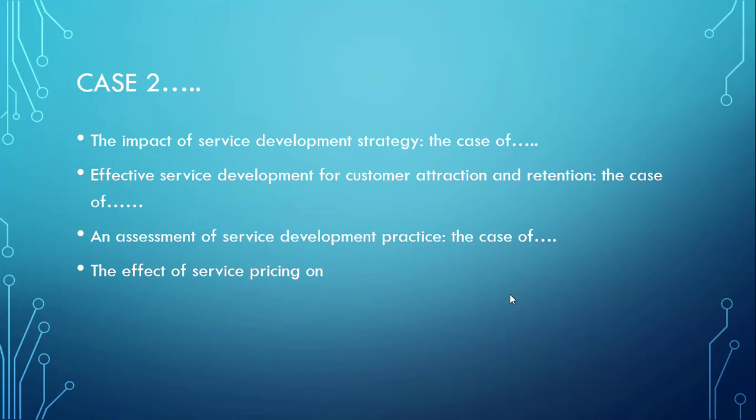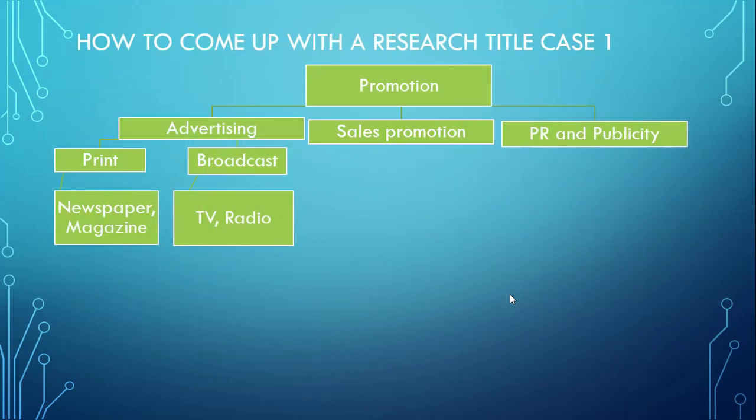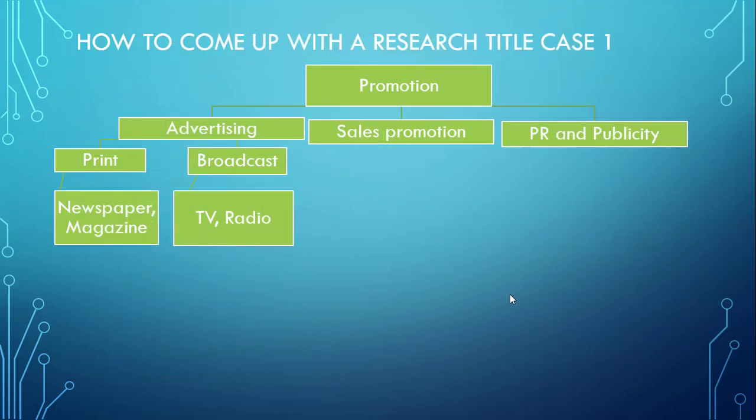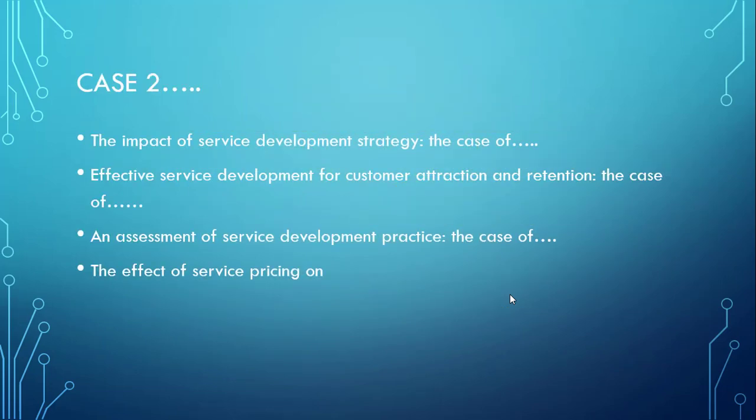Let's take a little time in this. Think about the first title, the impact of service development strategy, the case of a certain company or a certain industry, based on the criteria that we have discussed so far. So is it too broad? Is it too narrow? Does it have any acronyms? Are there any redundant words? Are the variables indicated, or the other criteria?